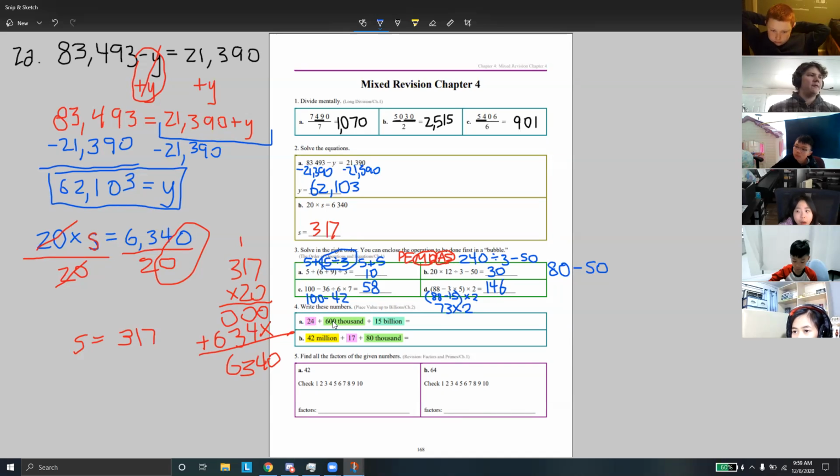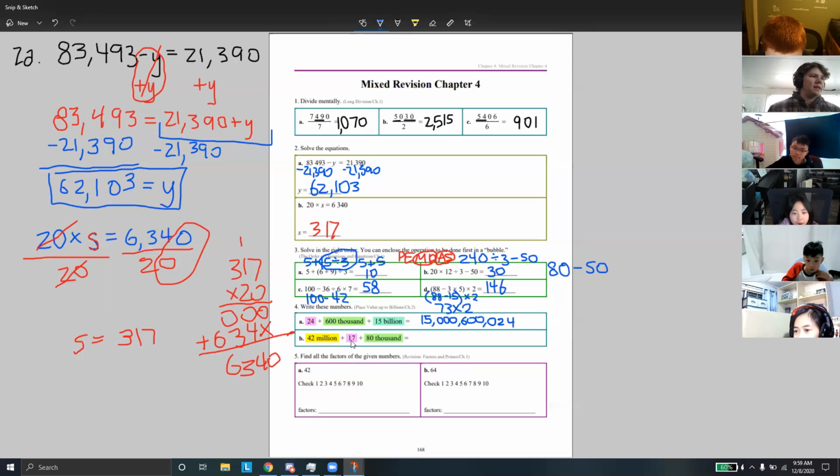We have 24 plus 600,000 plus 15 billion. So we're going to have 15 billion, comma, and then are there any millions? No. So 0 in the hundred millions, 0 in the ten millions, 0 millions. And then here's the hundred thousands place, so there are 600,000. And then we have 24, so 0 in the hundreds place, 24 in the tens and ones place.